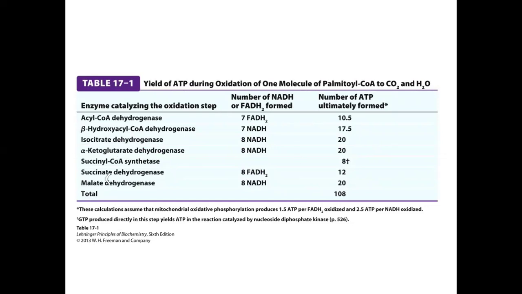We have 20 ATP. Succinyl-CoA synthetase will now give us 8 ATP, because GTP is produced directly in the steps to yield ATP in the reaction catalyzed by nucleoside diphosphate kinase. Succinate dehydrogenase also gives us 8 FADH2, which is 12, and the malate dehydrogenase reaction will now give us 8 NADH, which is now 20. Now overall total, when we oxidize palmitoyl-CoA to carbon dioxide and water, we have 108 ATP.